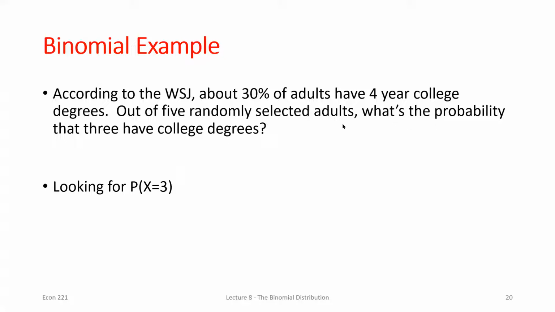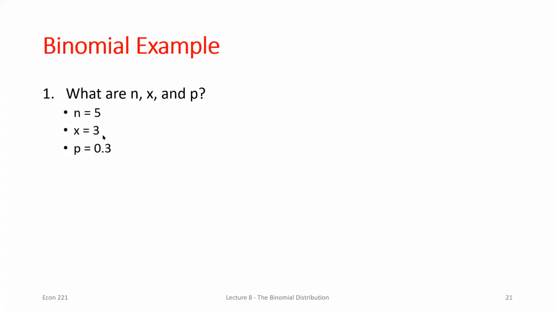So I want to know what's the probability exactly 3 of these 5 have a degree. So I'm going to try to find the probability x is equal to 3. Now I've got my number of trials n, my number of successes x that I'm interested in, which is 3, and my probability of success in any one trial, which is 0.3. So I'm just going to have identified those 3 things.